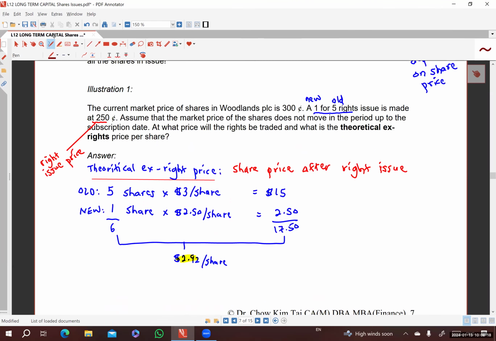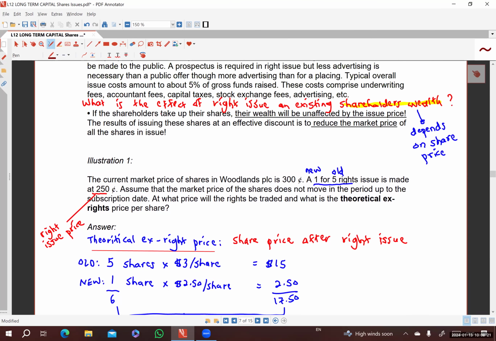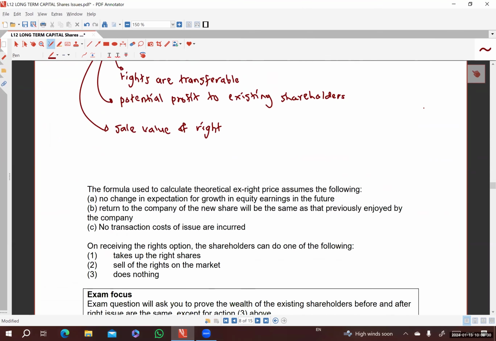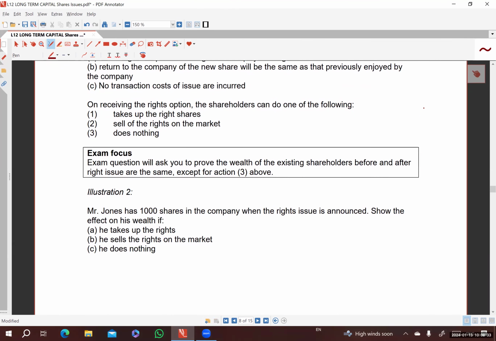Now with these two values, I can come back to the question: what is the effect of the rights issue on the existing shareholders' wealth? That brings us to the second example. When a rights issue is announced, the shareholders can do three things. They have three choices. Either take up, which means you buy the share; or you don't want the share but you sell the rights, since those rights can be transferred; or you simply don't do anything.